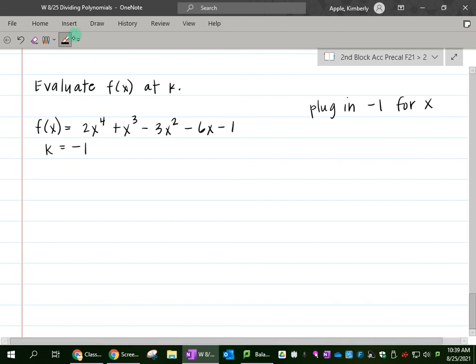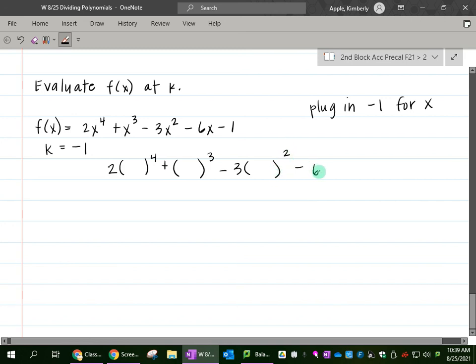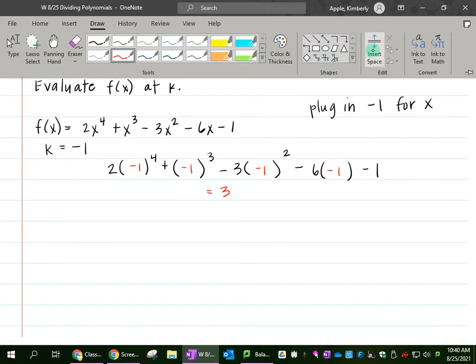All right, so in essence, what I have done here, just to remind you, is I've said, 2 times something to the fourth plus something to the third minus 3 times something to the second minus 6 times something minus 1. And that something that I plug in for x is just -1 in all these cases. All right, so you should have had something like this in your calculator, and when you plugged it in, you should have just gotten, I think it's 3. Is that what y'all got? Yeah. Sweet. Okay, so let me show you a trick.